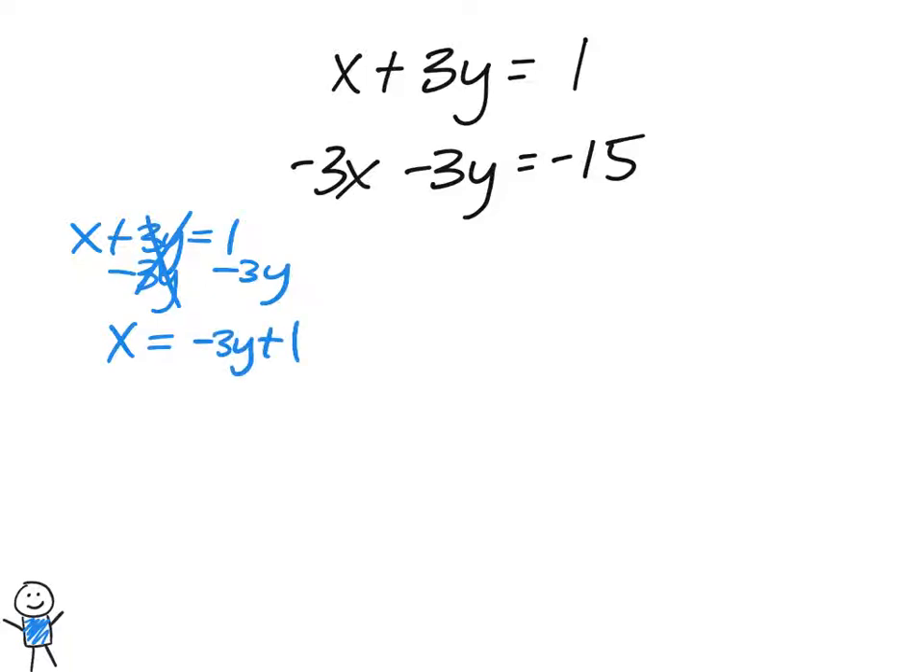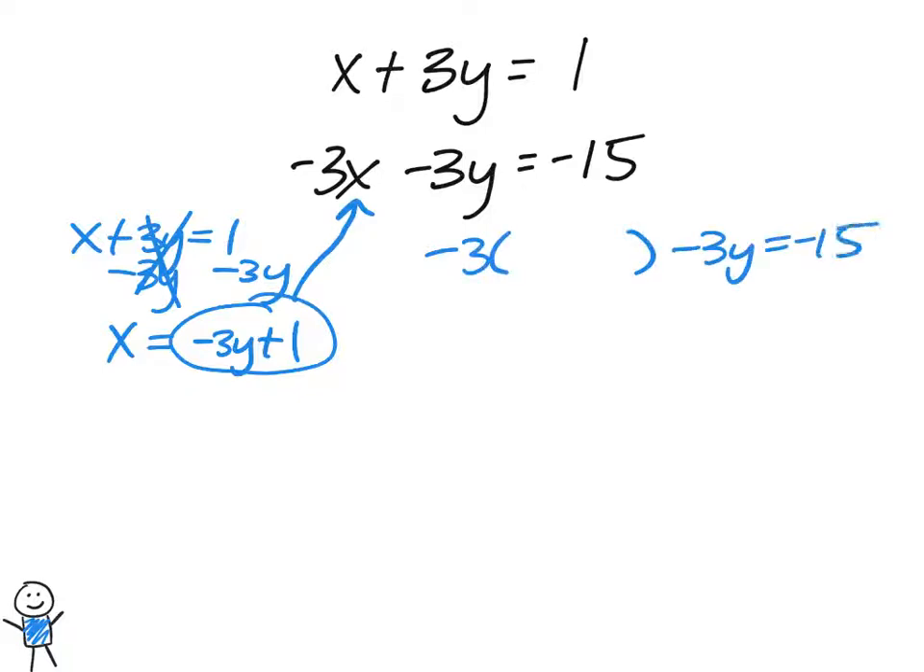So now that I have isolated my variable, I know what x equals. x equals negative 3y plus 1. You can now substitute that in place of x in that second equation. So we'll do it over here to the right. Negative 3 times x minus 3y equals negative 15.